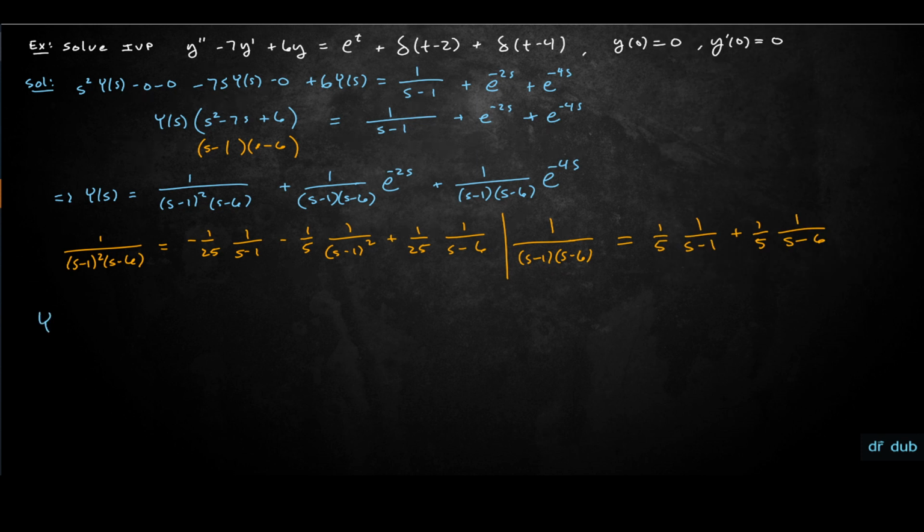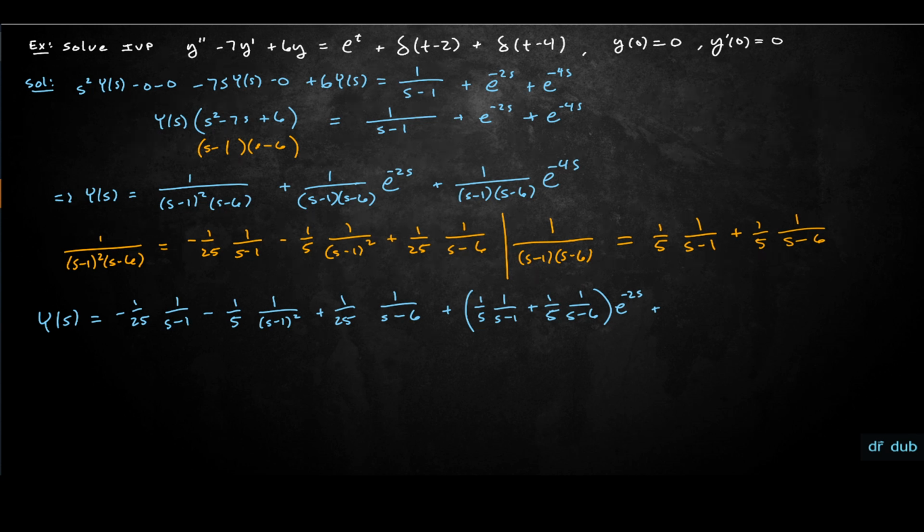And so Y of s can be written as negative 1 over 25, 1 over s minus 1, minus 1 over 5, 1 over (s minus 1) squared, plus 1 over 25, 1 over s minus 6, plus, in parentheses, 1/5, 1 over s minus 1, plus 1/5, 1 over s minus 6, times e to the negative 2s, plus 1/5, 1 over s minus 1, plus 1/5, 1 over s minus 6, times e to the negative 4s. And now take the inverse transform.